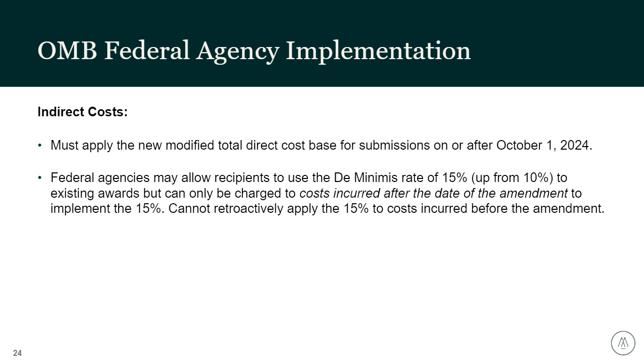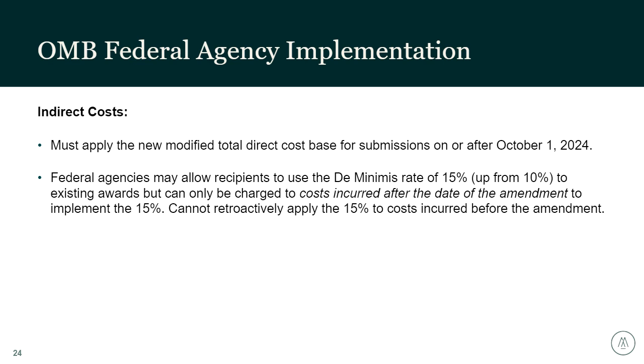Thanks, Matt. So for indirect costs, what OMB has told federal agencies is that they must apply the new modified direct cost base for submissions on or after October 1st, 2024. So for any indirect cost proposals that you're submitting, October 1st onwards, federal agencies must allow you to use that modified total direct cost base. So you can use the first 50,000 of the contract in your base.